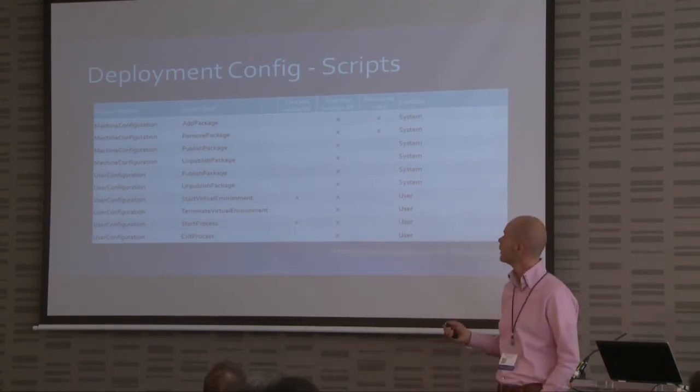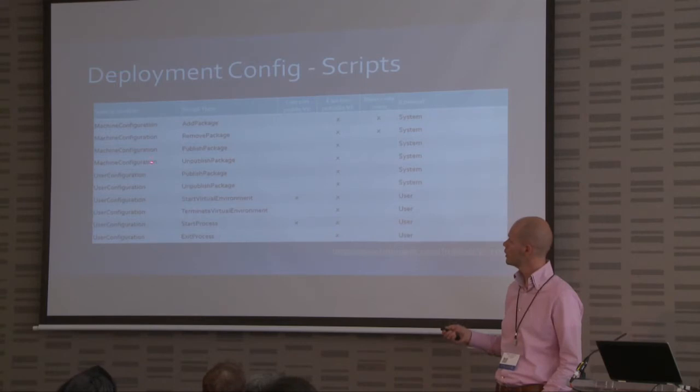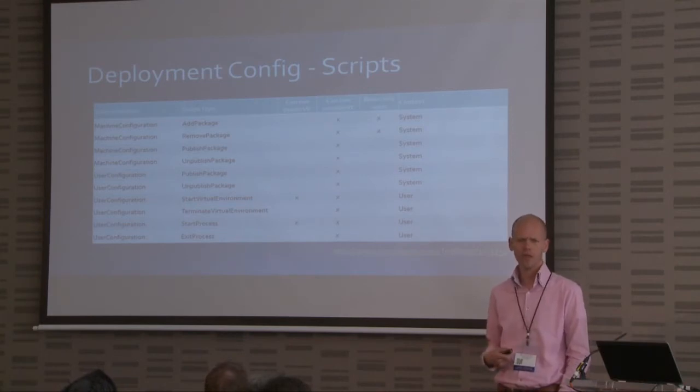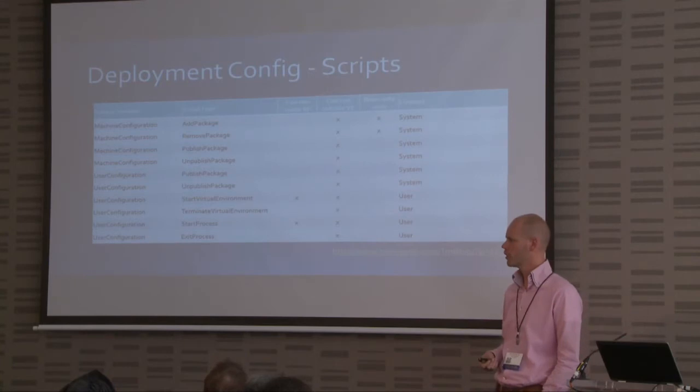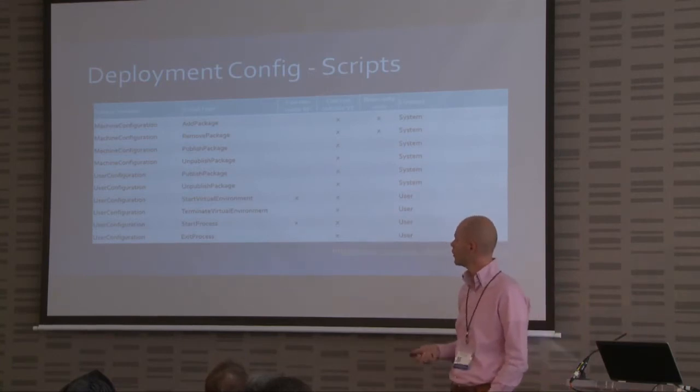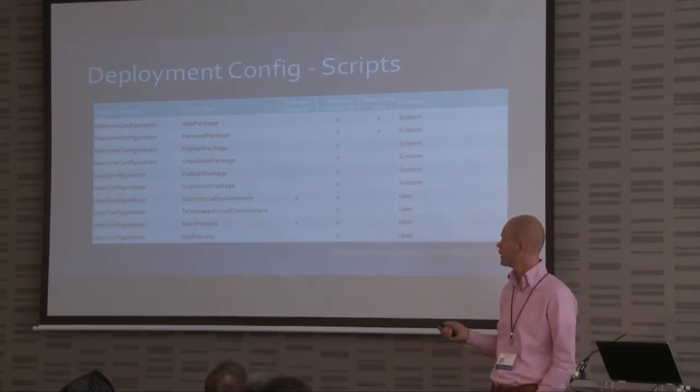So as I said, in the deployment config, we have both machine configuration as well as user configuration. And you can do it at different stages, just like we've been accustomed to at AppV 4.6. You can do it like pre-launch or post-shutdown. Those were the two ones that are used most often. But we can now do a whole lot of extra stuff.